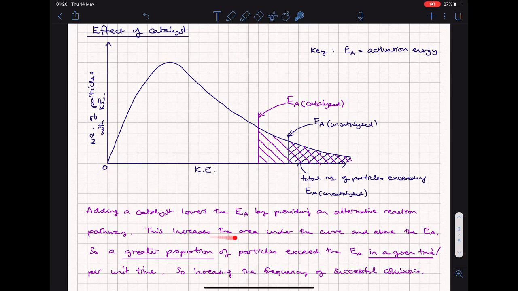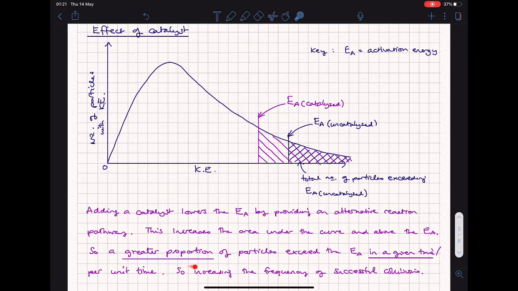We can't just ignore that, otherwise you've not really answered the question. So this increases the area under the curve and above the activation energy. Next thing is this keyword, proportion or greater proportion, the key phrase here. A lot of people miss that out and lose that mark. You must say a greater proportion of particles will exceed the activation energy in a given time.